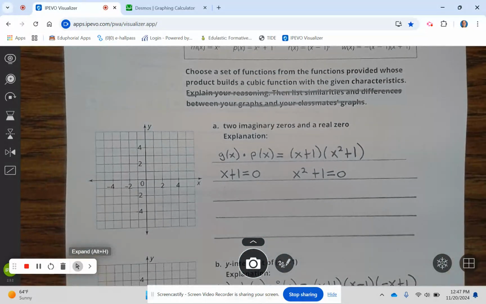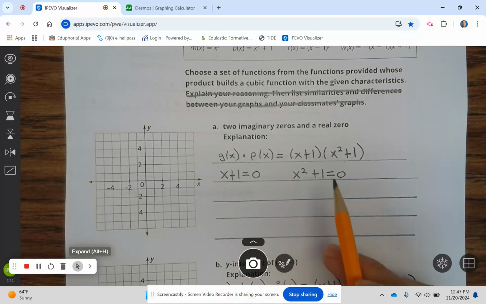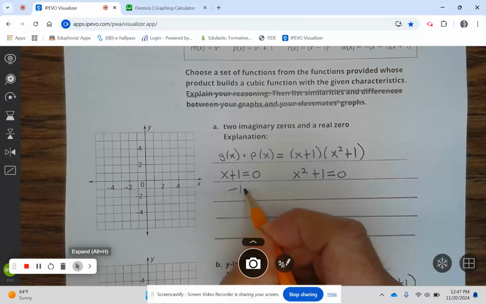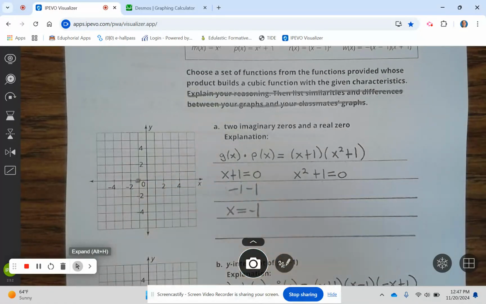Okay, so 2 imaginary zeros and a real zero. So we have, let's go ahead and use g of x times g of x, which is equal to x plus 1 times x squared plus 1. And let's go ahead and find the 0. So we said x plus 1 equals 0, x squared plus 1 equals 0. So we subtract 1 from both sides, you get x equals -1. So you have 0 at -1.